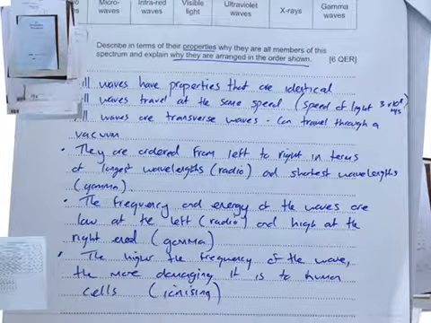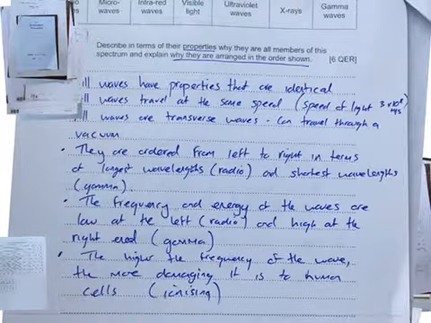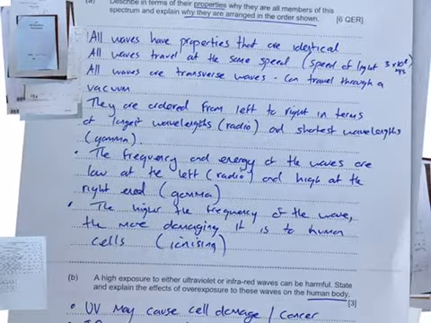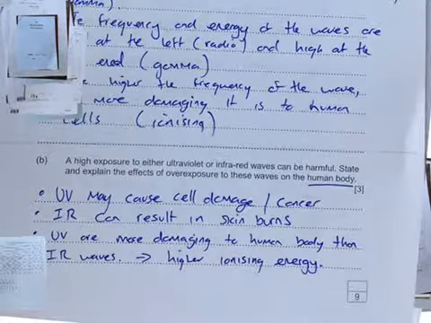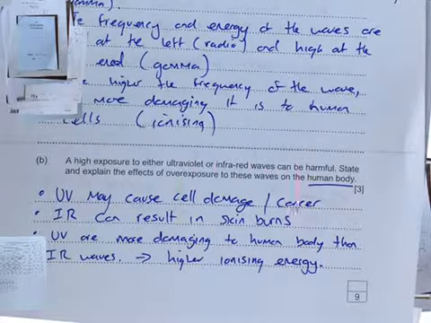So they all transfer energy. Maybe that should have been one more there. They all transfer energy, but that wasn't in the mark scheme. But it should be there. High exposure to either ultraviolet or infrared can be harmful. State and explain the effects of overexposure.